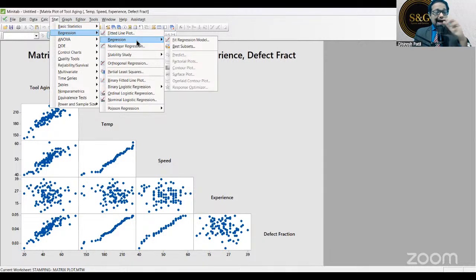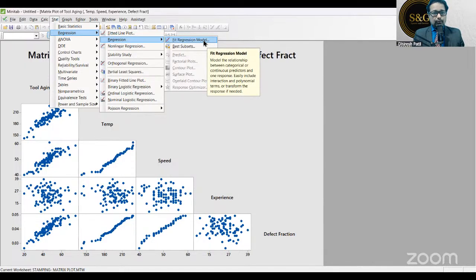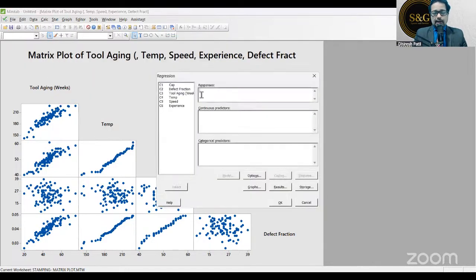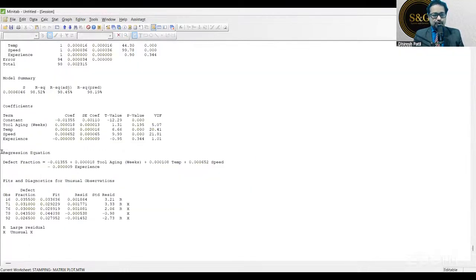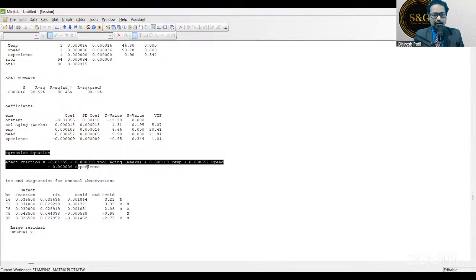Now coming back to how do you find out the equation over here? Go to Stat, Regression. In this, there is a regression option available, and Fit Regression Model. Now, in the response, you have to select the defect fraction. In the predictors, you have to select temperature, tool, speed, and experience, and click on OK. So here you are observing this complete regression model. This is the equation you will get from here.